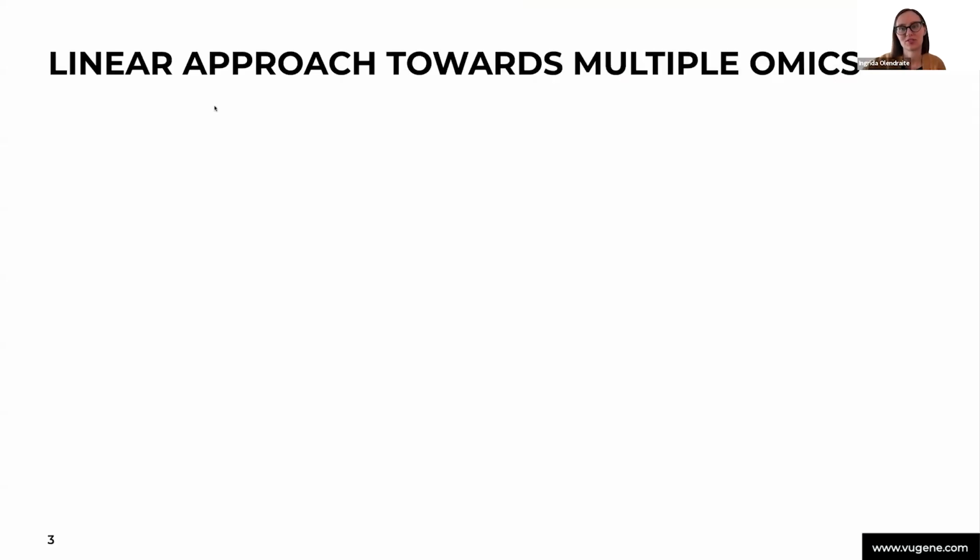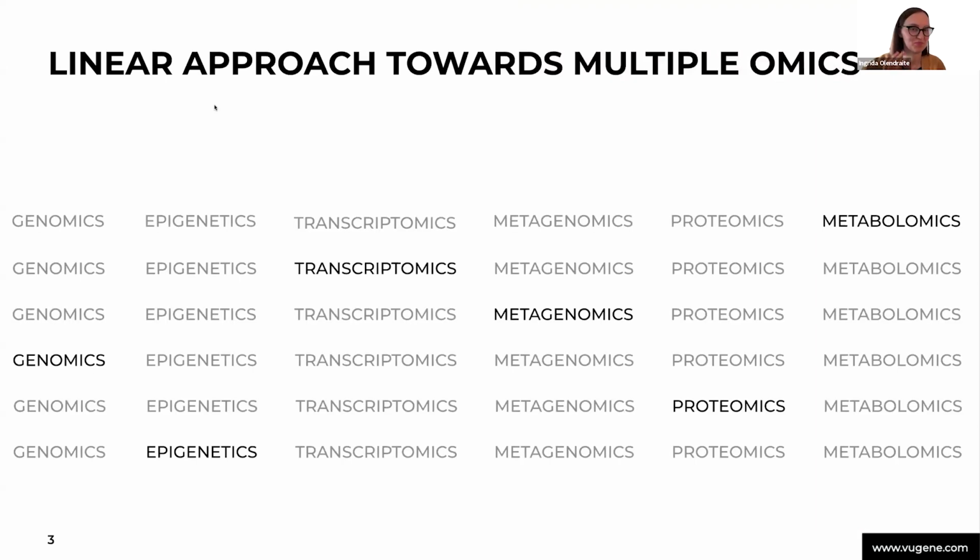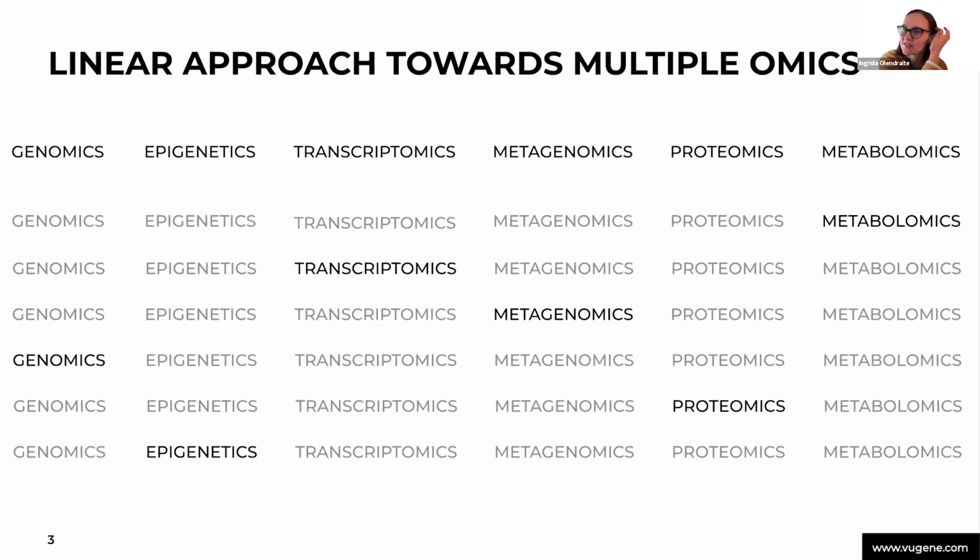And to answer these questions, people, I think, historically had a very linear approach towards multiple omics. Usually every lab has their own identity among one of the omics. Today, maybe quite a few have the identity of metabolomics. And we sometimes say that this lab is very good in epigenetics, this is a metagenomics lab and so on. And in the best case scenario, they approach multiomics in a very linear way.